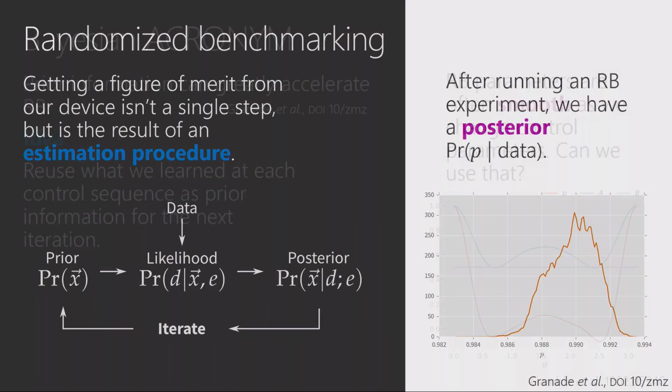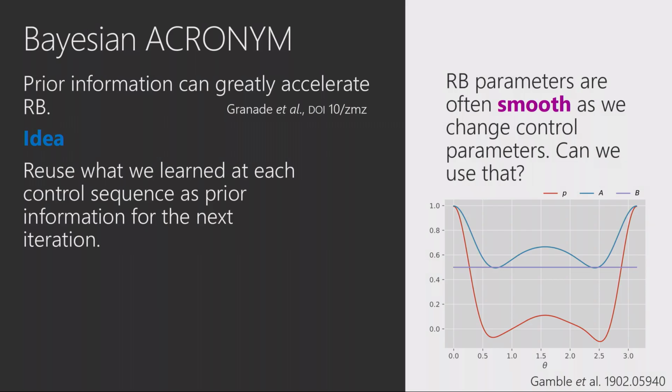Now, what's really neat about this is that prior information can make that go a lot faster. If I go in with a distribution that's already fairly tight and I'm just looking to narrow it, that's a lot easier of a task than if I have no idea what the RB parameters are and I'm trying to learn well enough to iterate.